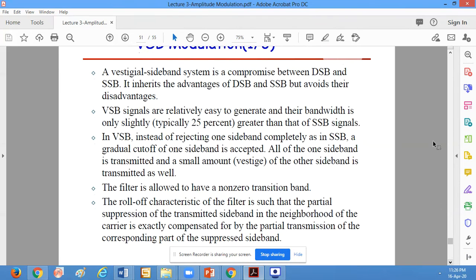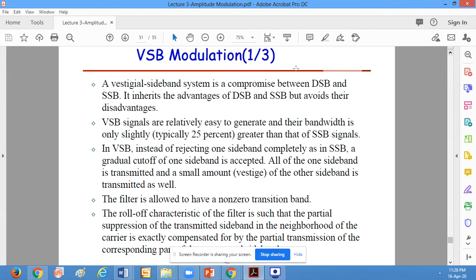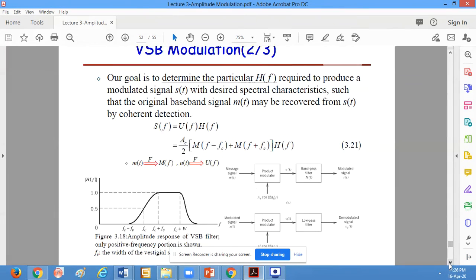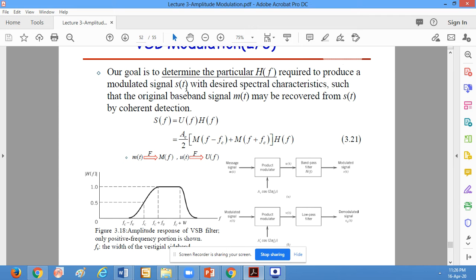The second method that we have studied is the vestigial sideband, in which one of the sidebands is transmitted fully, and only a vestige or trace of the other sideband is transmitted. So VSB typically uses 25% greater bandwidth than the SSB signal. In VSB, we reject one sideband completely as in SSB, and a gradual cutoff of the other sideband is accepted. So we'll study how we can get this VSB from SSB.